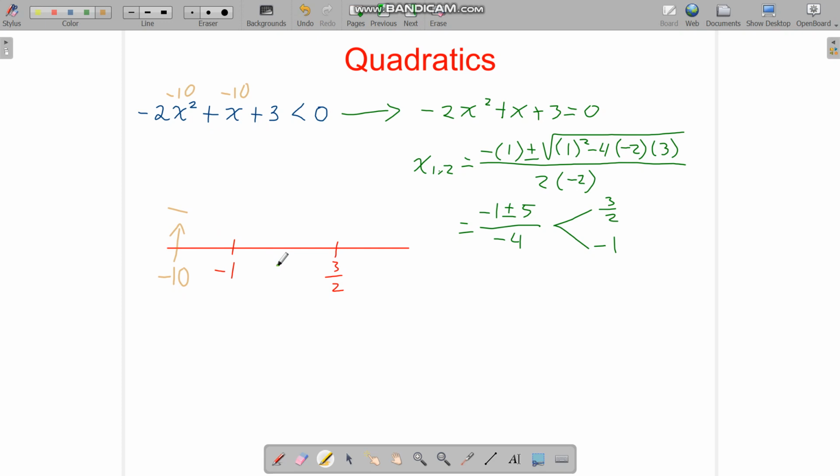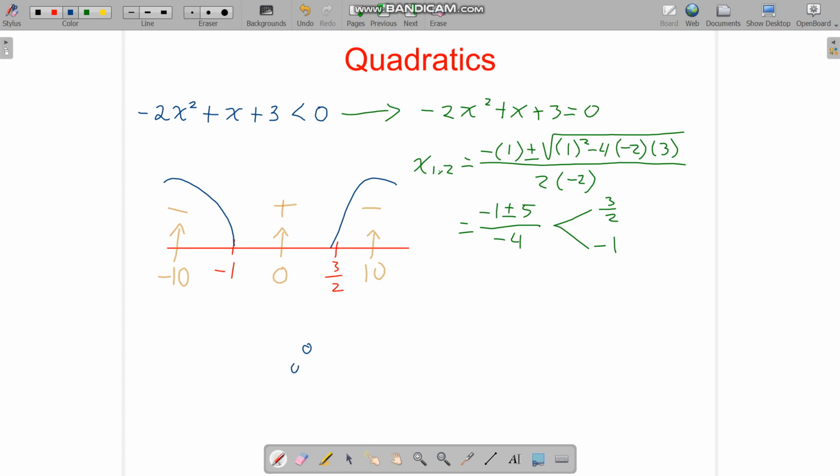For the interval in the middle, we can use 0, and if we plug in 0, we get a positive 3, so it's just positive. And for the interval on the right, we can use 10, and we get minus 200 plus 13, so minus 187, it's just negative. Now we're looking for smaller than 0, which means we're looking for the negative intervals.